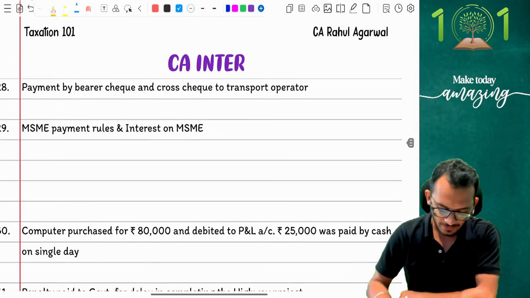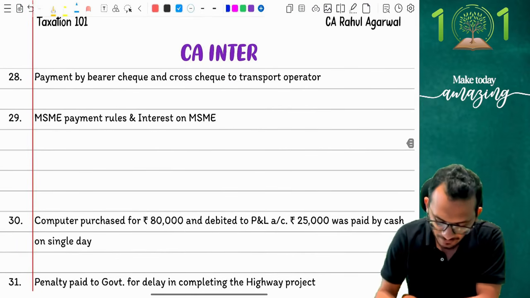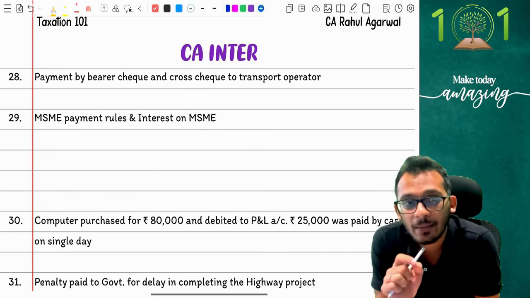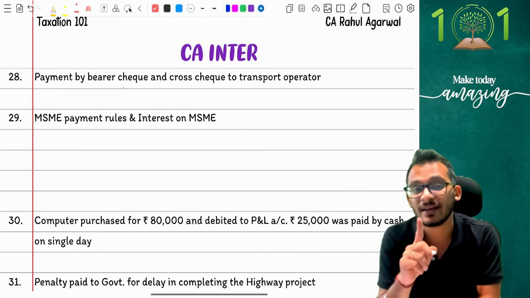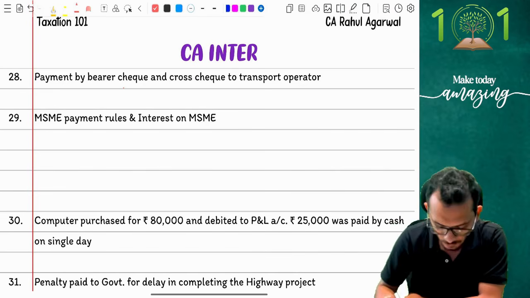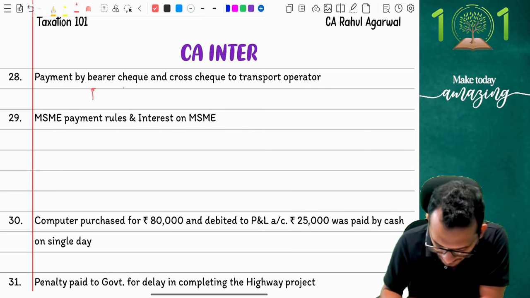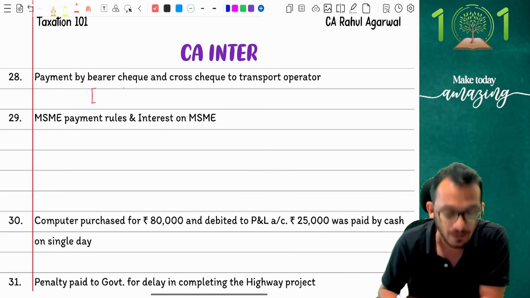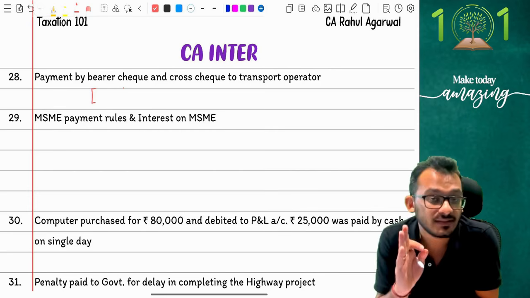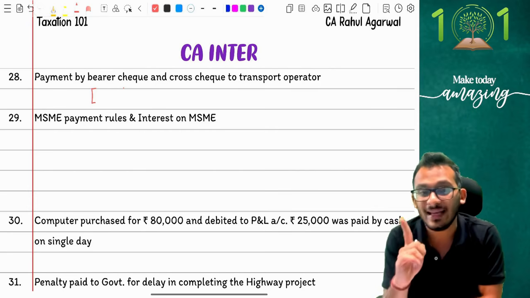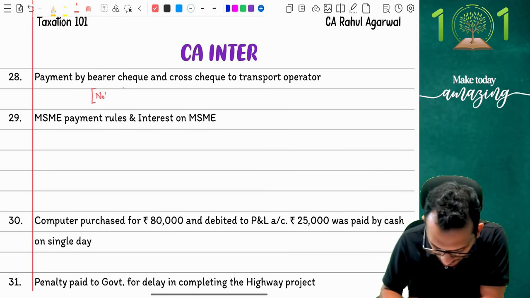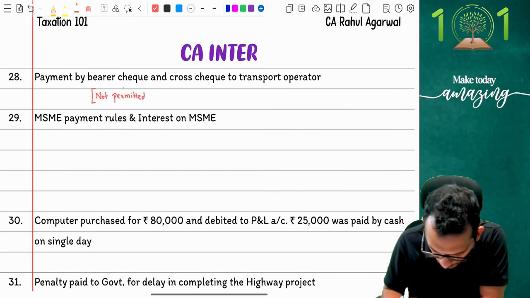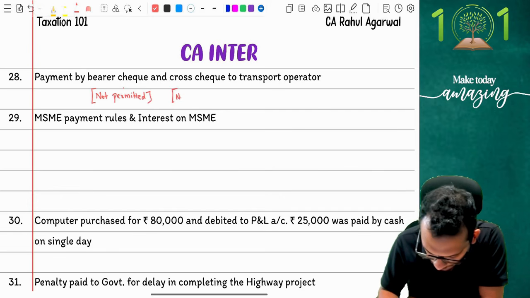Good. Let's look at adjustment number 28. Adjustment number 28 is a fun trick. It says payments made by bearer cheque and cross cheque. The first question you need to realize is whether bearer cheque and cross cheque are a permissible mode. Answer is no. Income tax has clarified that when they spoke about payments, they did not just say cash. They said account payee cheque is permitted. Anything other than account payee cheque is not a permitted mode, which means bearer cheque is not permitted. Cross cheque is not permitted.